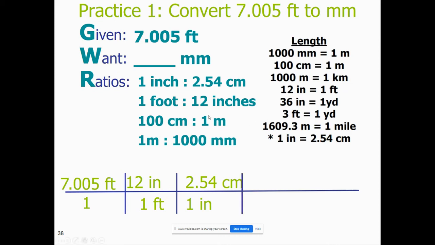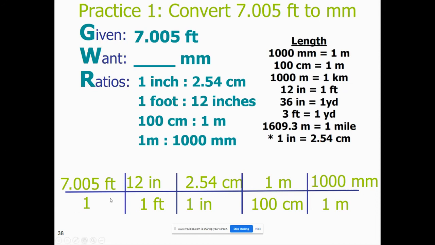You want centimeters to go away? We use 100 centimeters on the bottom, 1 meter on the top. Our centimeters cancel out. What's left? Meters. We want to go from meters to millimeters, so we'll use this one. We'll put 1 meter on the bottom, and 1,000 millimeters on the top.